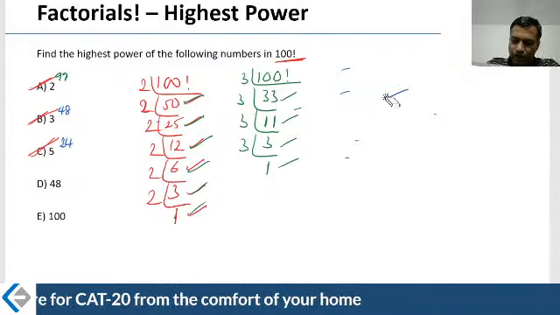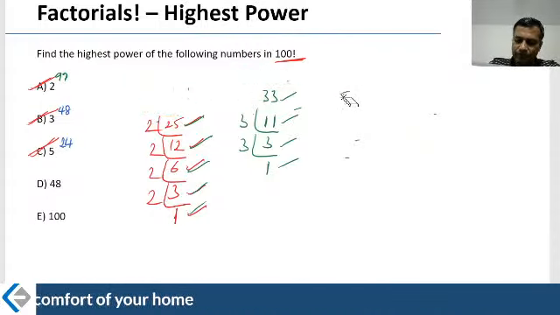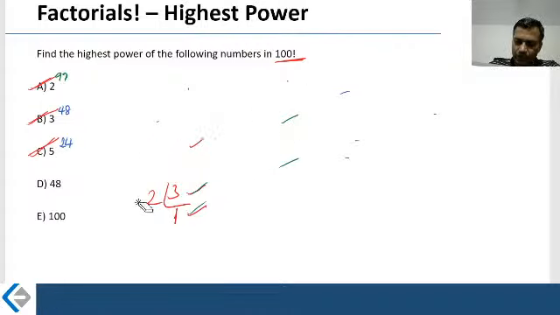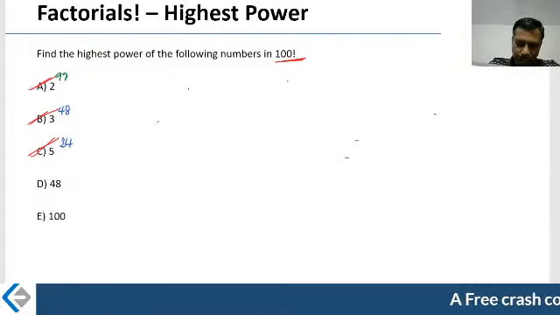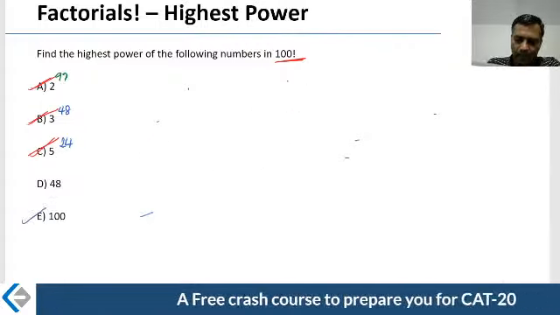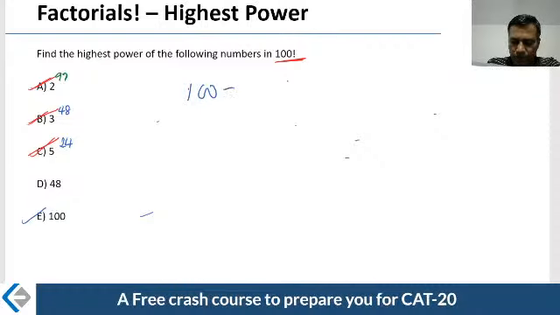Composite numbers. The next two are composite numbers. Let me take 100 first. Then let me come back to 48. What is the highest power of 100? All right, 100 means what? First, resolve it into primes. That's what I said. What is the highest power of 100 which divides 100 factorial?